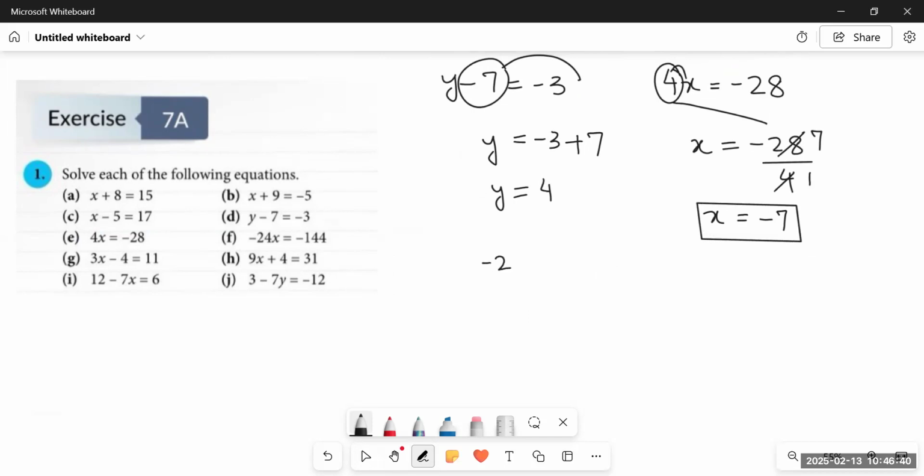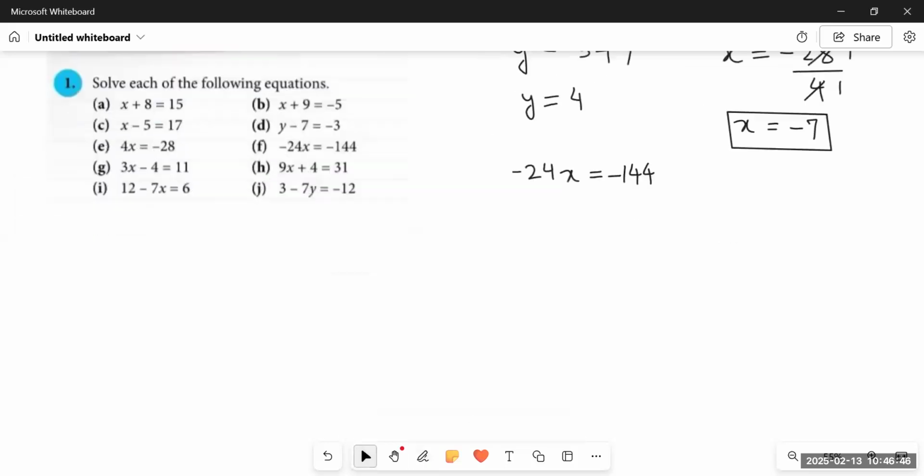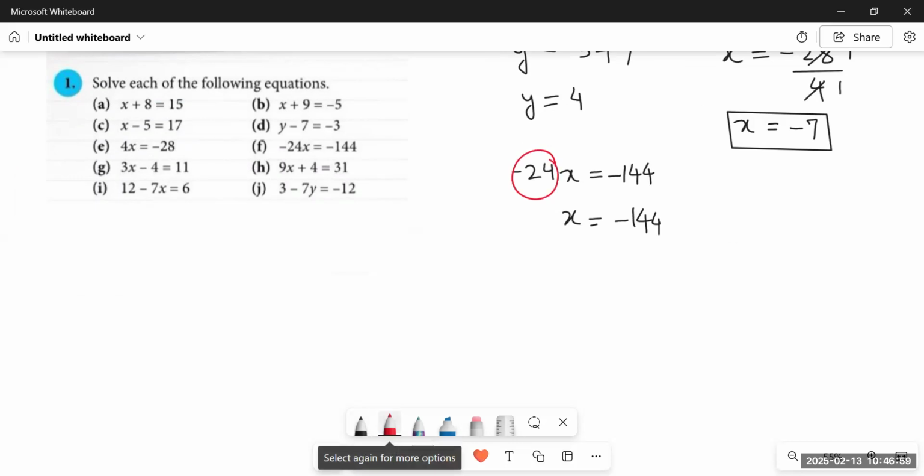Next, we have minus 24x is equals to minus 144. Now we will not look at the signs because we are not adding or subtracting. We'll just multiply or divide in this case. So the signs would remain as they are. X is equals to minus 144 would remain in their places. All we need to do is shift minus 24 to the other side. Minus 24 is getting multiplied with x. So on the other hand side, it would be divided with 144.